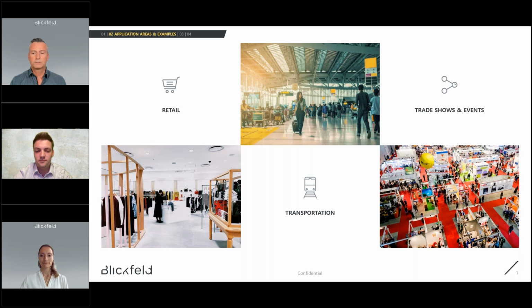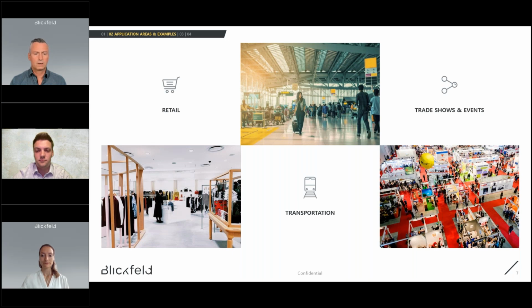Another important application area is transportation hubs. At the airports and train stations, we can observe large people movements or flows that require in-depth real-time analysis for process streamlining. In this space, we have already realized a couple of projects with our customer Fraport, one at the Frankfurt airport, the other at the Baltimore airport.